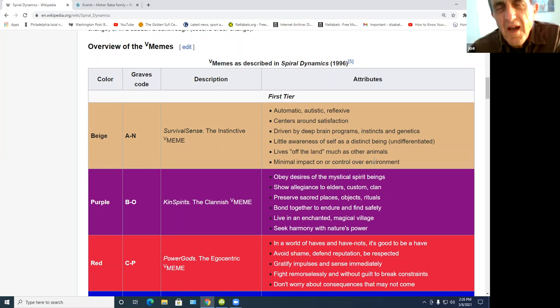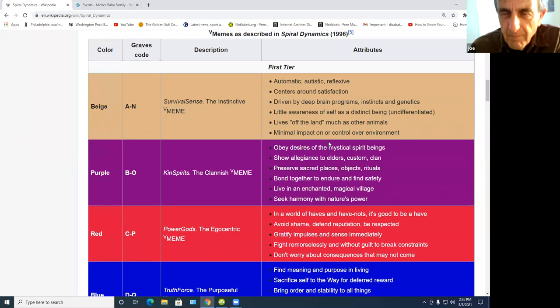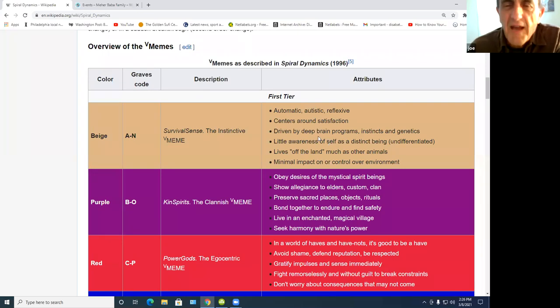Art as art hasn't really emerged yet in this early stage of beige, unless they're making tools. If the tools have some kind of artistic value, possibly, but they're functional. Each of these stages you can also break down and say early, middle, late.